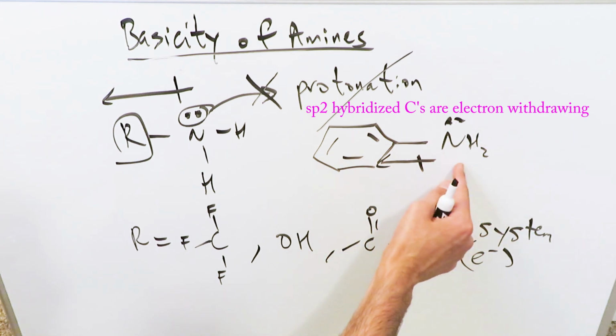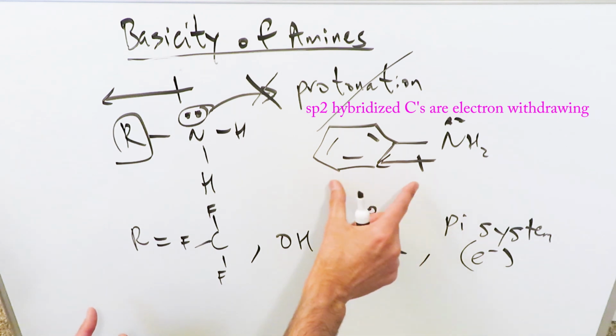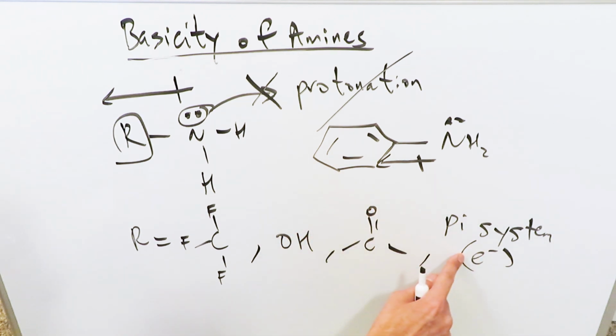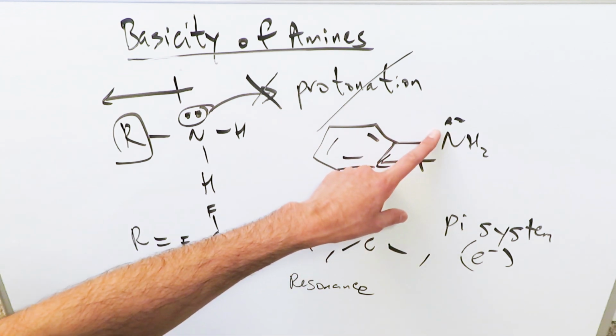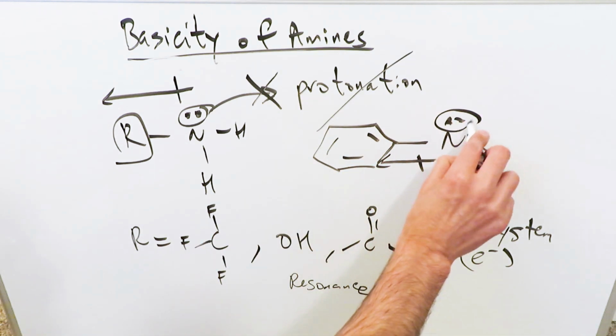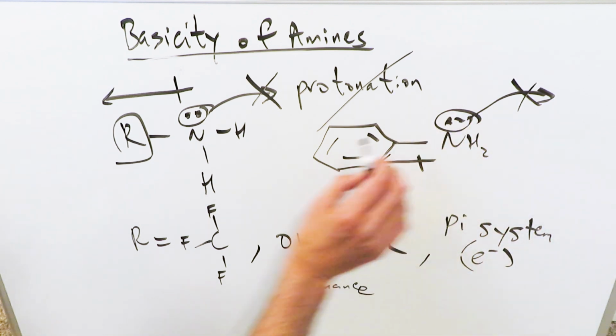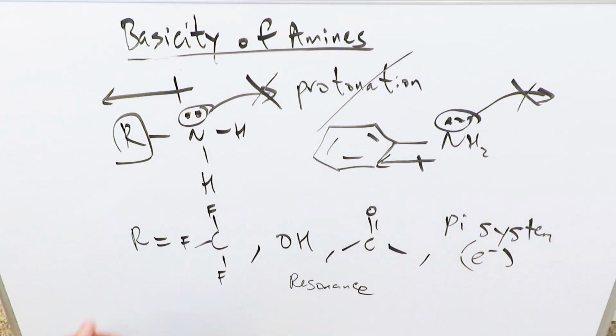It can still act as a base, but it will be less likely to act as a base versus something which was not an aromatic compound. So pi electron systems, or if you have resonance stabilization going on, all of these things can suck electron density from the nitrogen. Those lone pair of electrons are no longer available for protonation. You would more likely see the opposite effect or no effect.